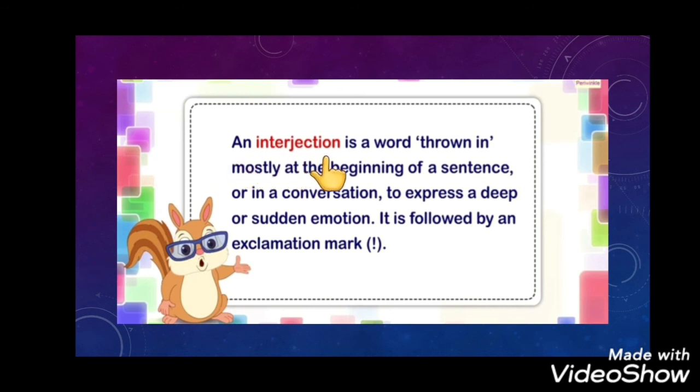An interjection is a word thrown in mostly at the beginning of a sentence or in a conversation to express a deep or sudden emotion. It is followed by an exclamation mark. This is the exclamation mark. So students, by this definition, now we know that an interjection is put in the beginning of the sentences or in the conversation to express sudden feelings or emotions.